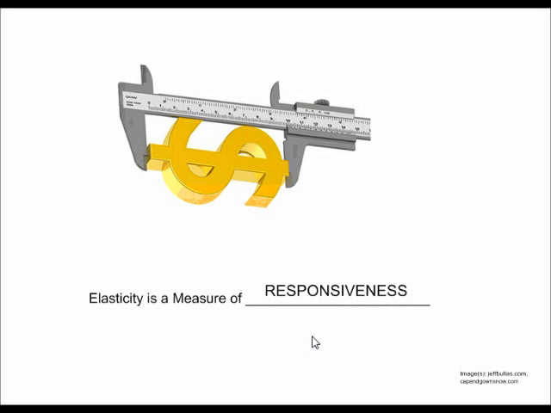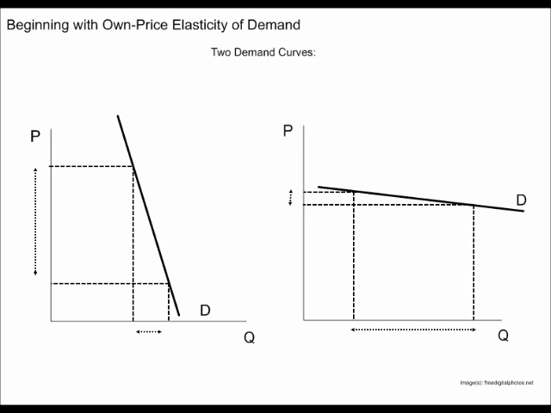What elasticity allows us to do is to answer the question of how much. It's a way for us to measure how responsive different aspects of the market are. When income goes up, just how much of an impact does it have on demand? When technology increases, just how much of an impact does it have on supply? These are the sorts of things that elasticity can do for us. We're going to start with the own price elasticity of demand.